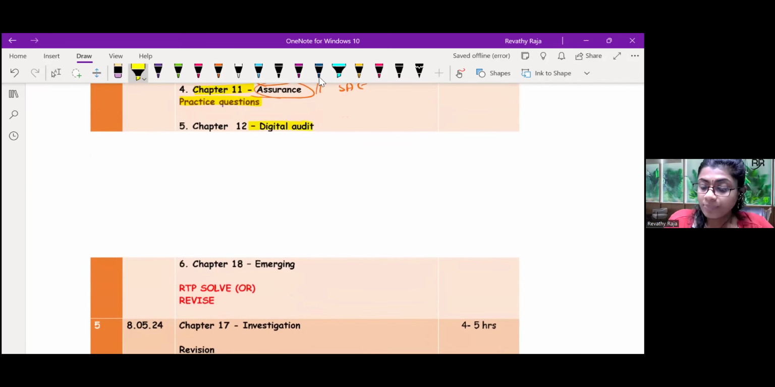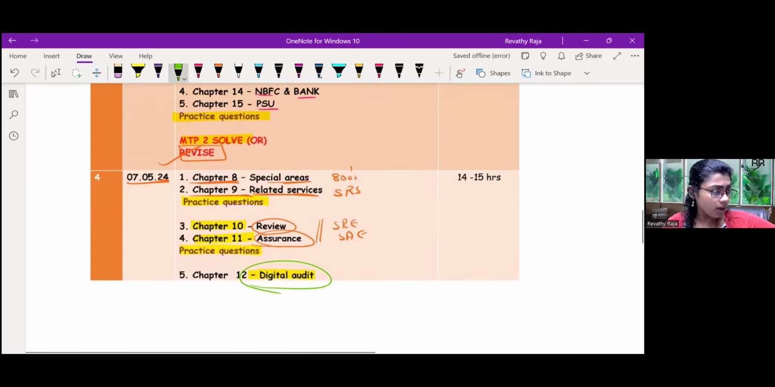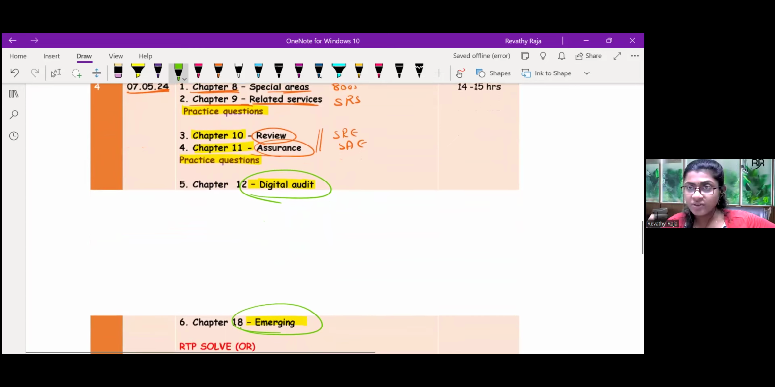Finally, you can go for digital audit and emerging areas. In case you feel any of these areas are difficult, just go through the short notes and make sure you do the practice questions at least. Okay. Now, if you see what topics we covered, we have covered all the topics from 4th May, and now we are coming to the end of 7th.